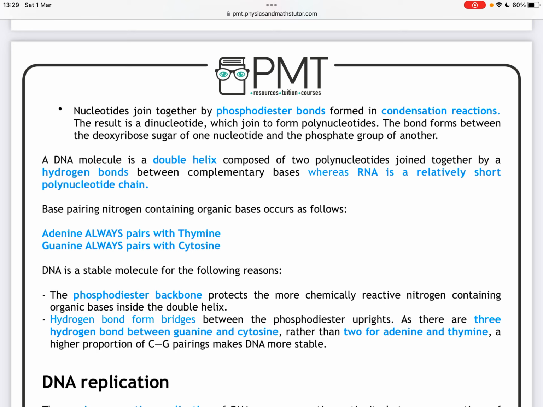So the DNA is a stable molecule for two reasons. First of all, the phosphodiester backbone protects the more chemically reactive nitrogen-containing organic bases inside the double helix. Second, the hydrogen bonds form bridges between the phosphodiester uprights, as there are 3 hydrogen bonds between guanine and cytosine, rather than 2 for adenine and thymine. A higher proportion of CG pairing makes DNA more stable. The more the CG, the more stable the DNA.